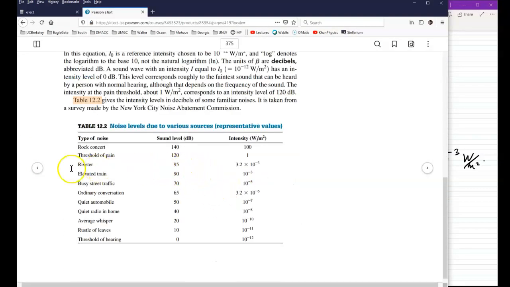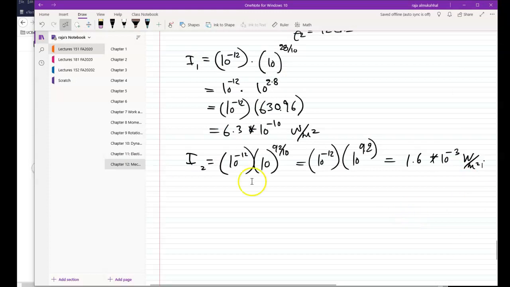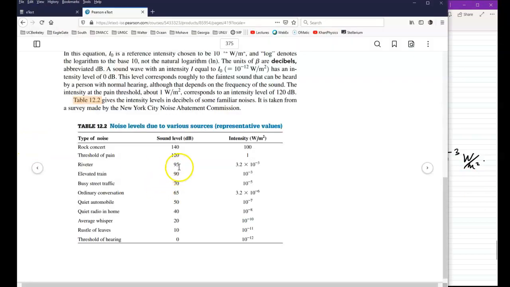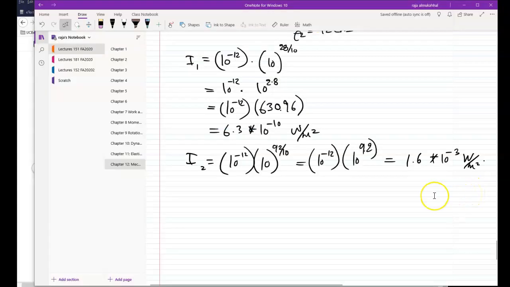92 is close to a drill. In other words, if you are a carpenter and you're constantly drilling holes and putting screws and nails in there, eventually that will affect your hearing because it's just so loud.